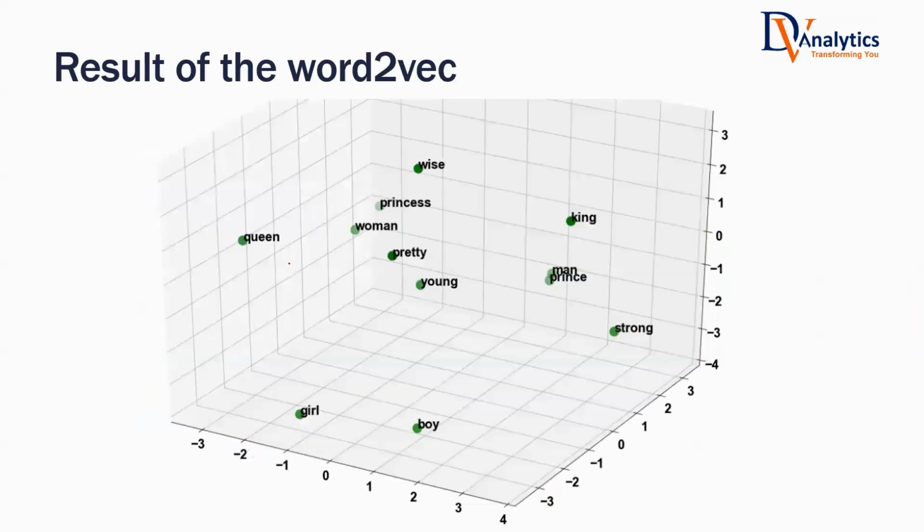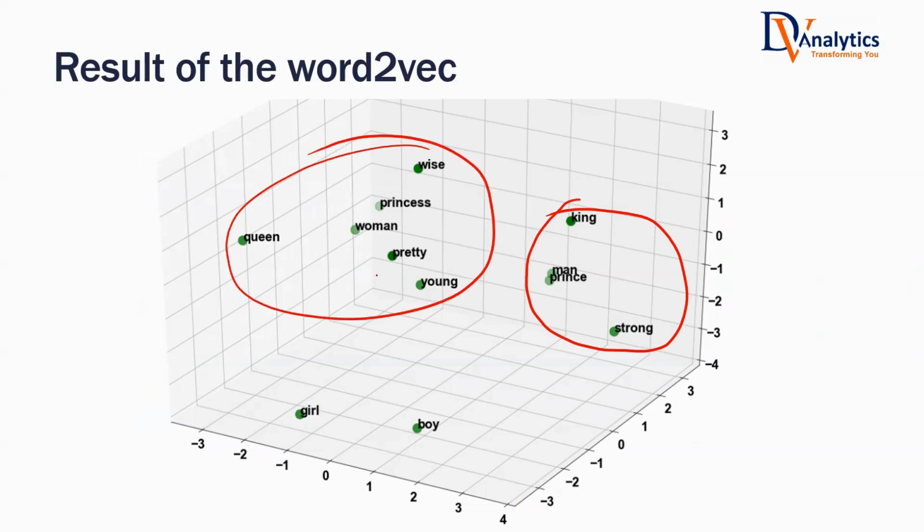So the words that are similar will fall nearby. Their vector representation will be similar. King, man, prince, strong will be near to each other. Queen, wise will be near to each other.